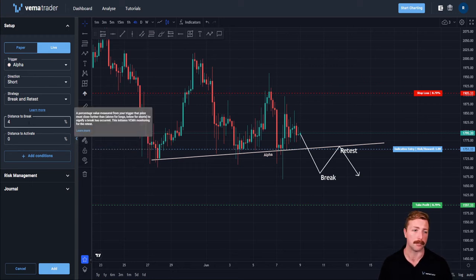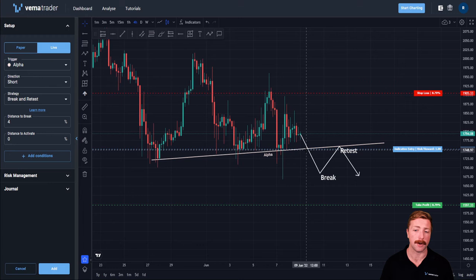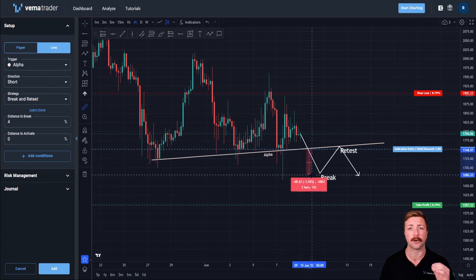We'll start with the distance to break. So distance to break allows you to define what constitutes a break in your setup. What it does is it gives a percentage from alpha that price needs to move and close below, because we're short. If we were going long, it'd have to close above. It has to close below that current percentage before the distance to break would be satisfied.